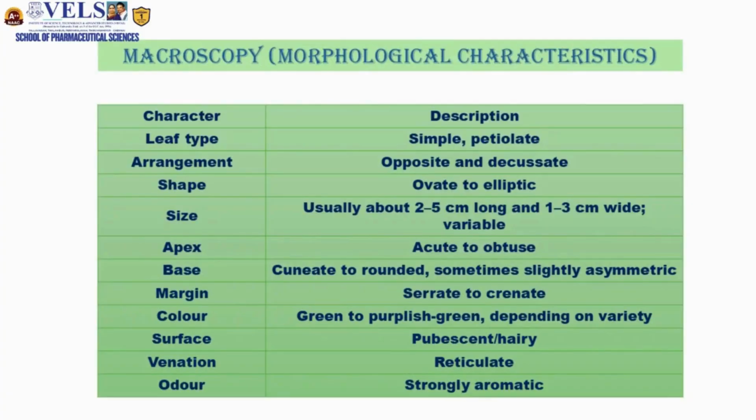Now let us examine the macroscopic or morphological characteristics of the Tulsi leaf. The leaf is simple and petiolate with an opposite and decussate arrangement. Its shape is generally ovate to elliptic, measuring about 2 to 5 centimeters in length and 1 to 3 centimeters in width, and the size may vary.